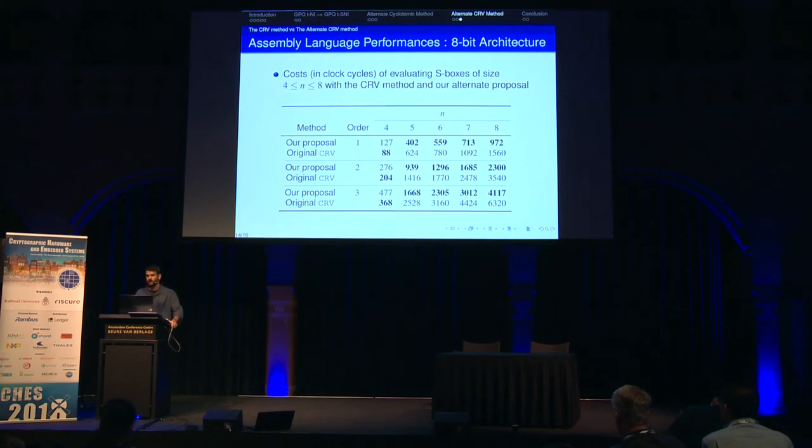Now, regarding the performance, we also did some implementation directly in assembly language for 8-bit architecture. The performances are measured for n-bit S-boxes of size 4 to 8, like for the alternate cyclotomic method, at orders 1, 2, and 3. And what the table shows now is that our proposal is more efficient than the original one by nearly 30% for S-boxes of size 5 to 8.